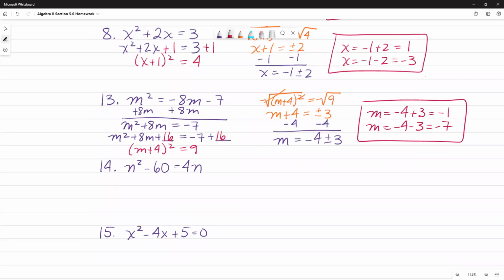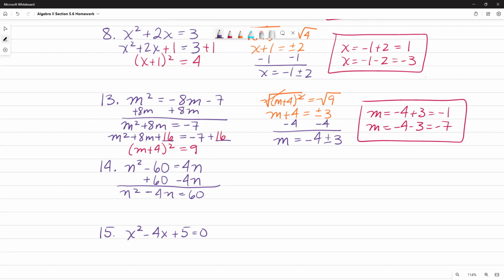All right, moving on to number 14. So for number 14, we've got to move quite a few things around. So we need to get this constant here. 60 is not a perfect square. So I'm going to move it to the right side. And that 4n I need over with my n squared. So I'm going to move that to the left. I end up with n squared minus 4n equals 60.